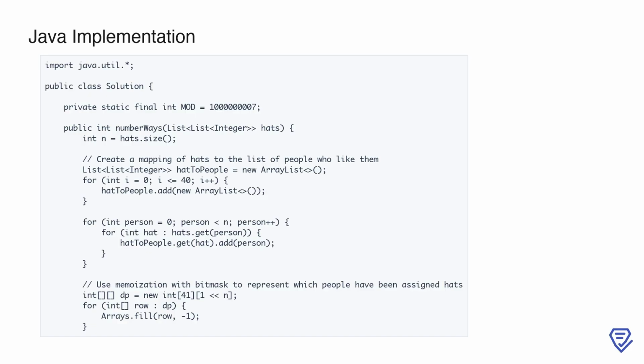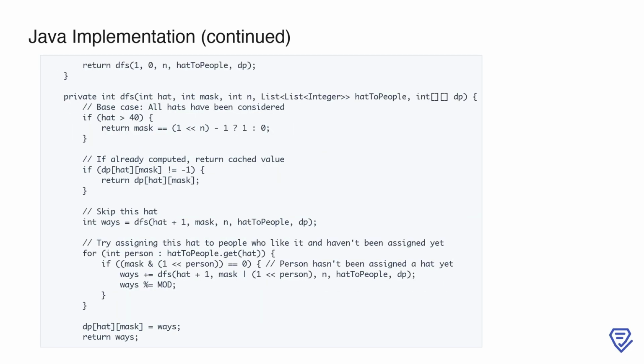Finally, to optimize our solution, we set up a 2D array called dp for memoization, where the rows represent hats and the columns represent bitmask configurations of assigned people. Each cell is initialized to -1 to indicate that it hasn't been computed yet. The numberWays method concludes by invoking the dfs function, which is our recursive helper method.